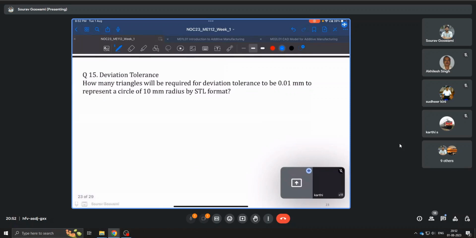This is a numerical for deviation tolerance. So how many triangles are required for a deviation tolerance of 0.01 mm in the representation of a circle of 10 mm radius? So as we discussed, let this be our circle. I am drawing these lines just to give myself some reference, and say it is tessellated by these triangles.